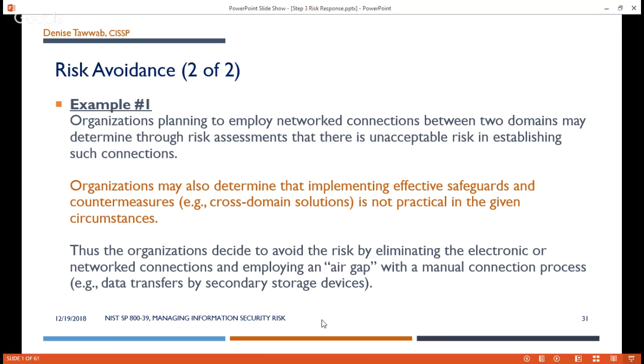So, example one of risk avoidance. Organizations planning to employ network connections between two domains may determine through risk assessments that there is unacceptable risk in establishing such connections. The business may also determine that implementing effective safeguards and countermeasures across domain solutions is not practical in the given circumstance. Thus, the organizations decide to avoid the risk by eliminating the electronic connection and employing an air gap with a manual connection process. For example, data transfers by secondary storage devices.